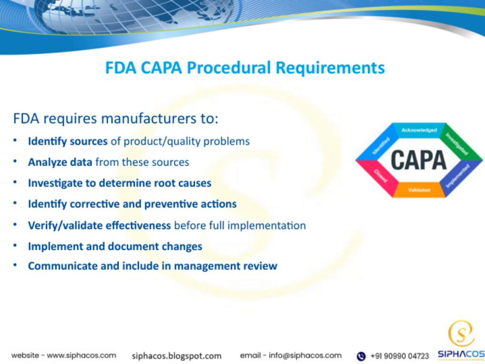Before fully implementing these actions, it's important to verify and validate their effectiveness. This ensures that our solutions work as intended and truly resolve the issues. Once we've confirmed this, we implement and document the changes carefully, so there's a clear record of what was done and why. Finally, communication is key.